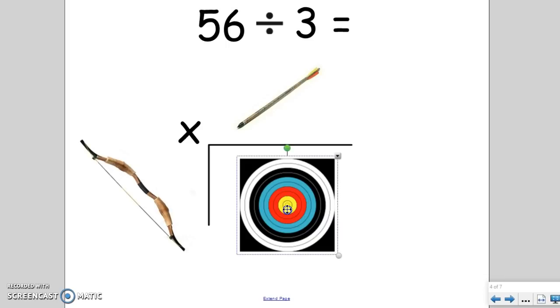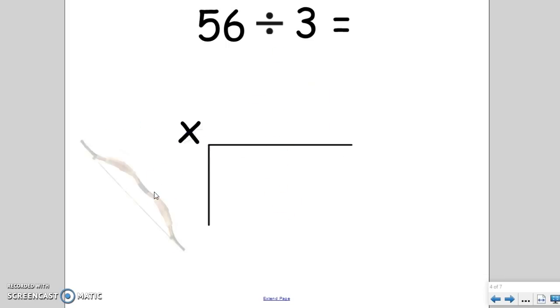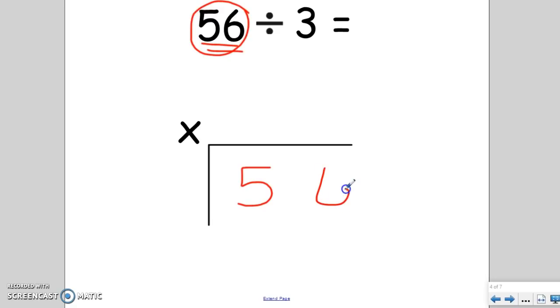So what I want to do is we're going to get rid of the target, the bow, and the arrow, and we're going to replace them with the parts of our problem. Our target that we're trying to use up, our total, is 56. So I have here 5 and 6. And one of the things we're going to learn about division is spacing numbers apart is great. Write the numbers nice and big, space them apart, and you're going to see why in a little bit.